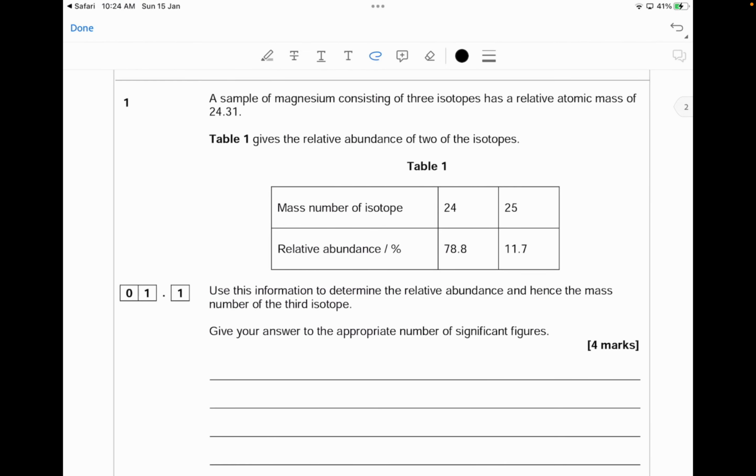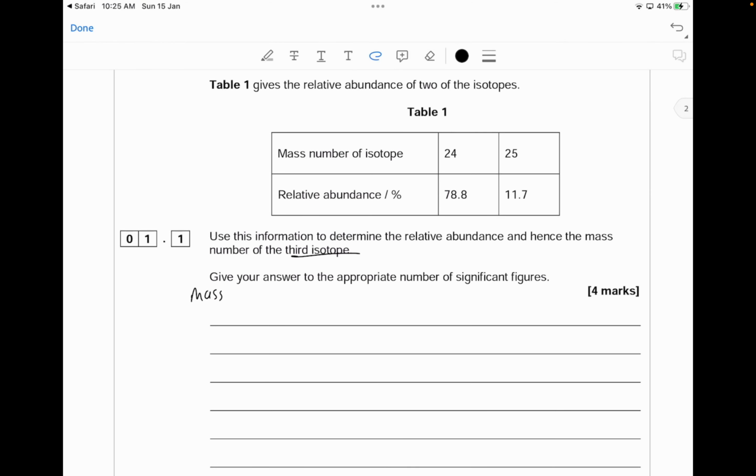So what we need to do is, since we know that the magnesium has a relative atomic mass of 24.31, they're giving us hints where we can guess the mass number of Y. So meaning we can give, let's say, the mass number of the third isotope. I'm going to specify it here. So this is the way how you solve this question. The mass number of the third isotope, we're going to give it as, let's say, Y. So Y is going to be your mass number of the third isotope. Now the relative abundance of this mass number Y.